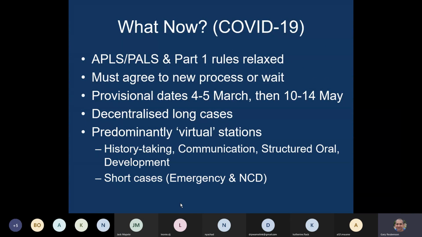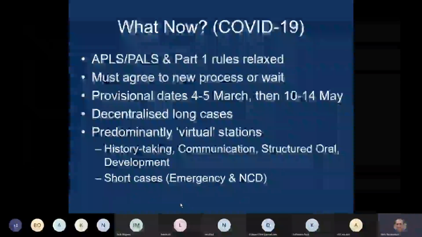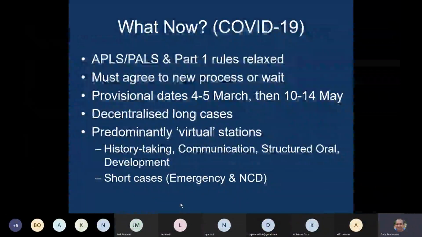So history taking, communication, structured oral development will be pretty much exactly the same as I've said here. The only difference being that you'll be at one of the college offices, you'll have a laptop and screens there, your examiner will be joining virtually, your role players will be joining virtually, but apart from that, it happens exactly the same.